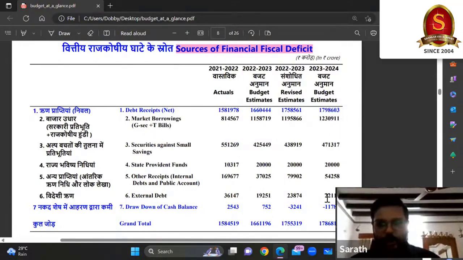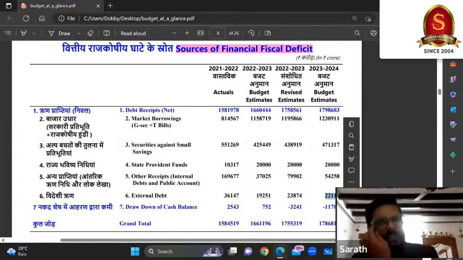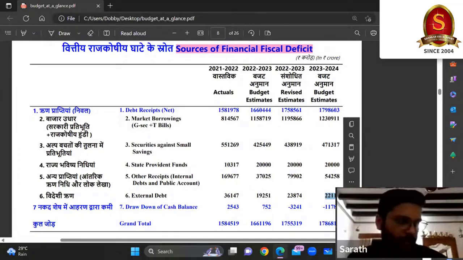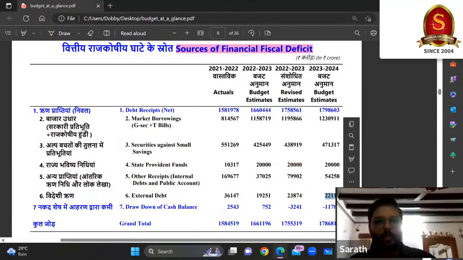Look at external debt. It is not even in lakhs. It is 22,000 crore, which is actually roughly only 1%, 1.2% or something like that. So that is all that the government is borrowing from external sources. What did the question say? The question said external borrowings contribute more than 1/4. More than 1/4 means 25%. This is nowhere close to 25%. It's only around 1% that is the borrowing from external sources. So this is the data to be observed.